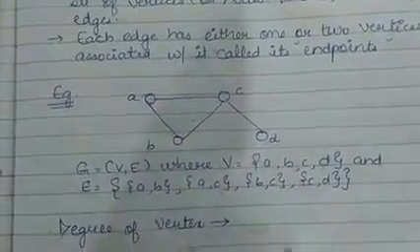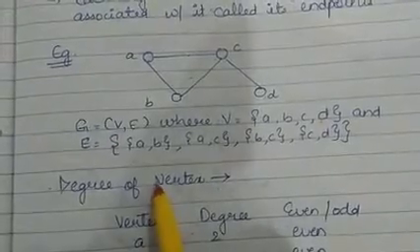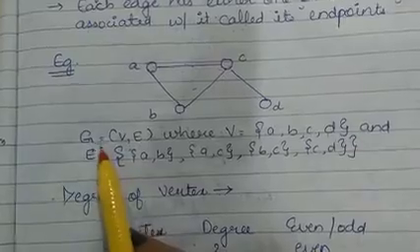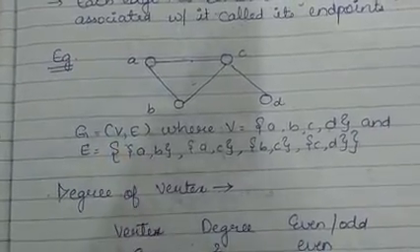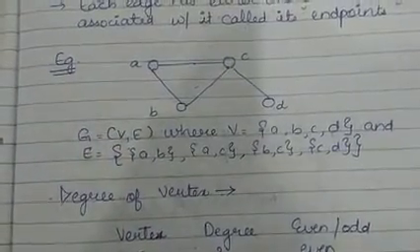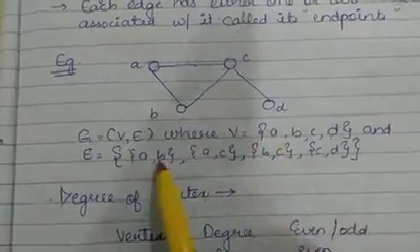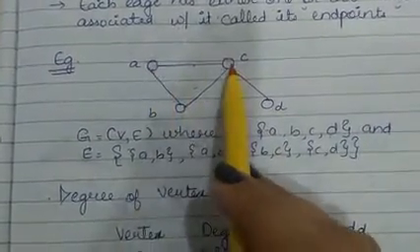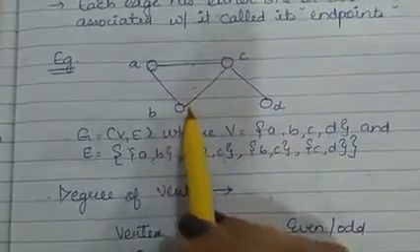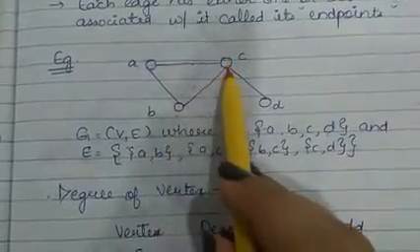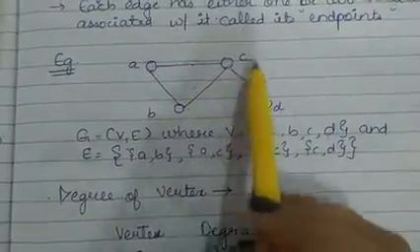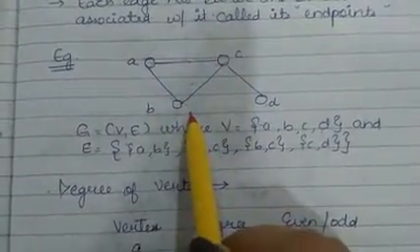In this example we can see the general representation of the graph, G = (V, E), where V = {A, B, C, D} are the vertices. Which edges are present? The AC edge is present, the AB edge is present, the BC edge is present, and the CD edge is present. So there are only four edges in this graph.